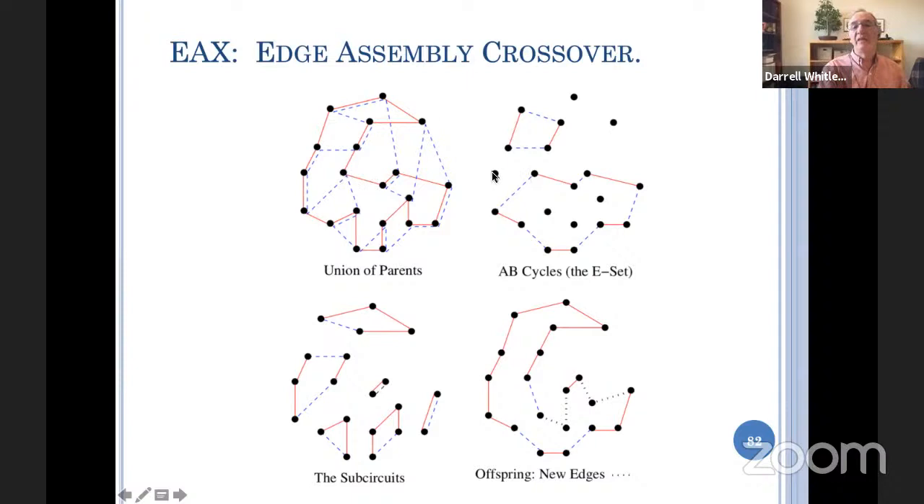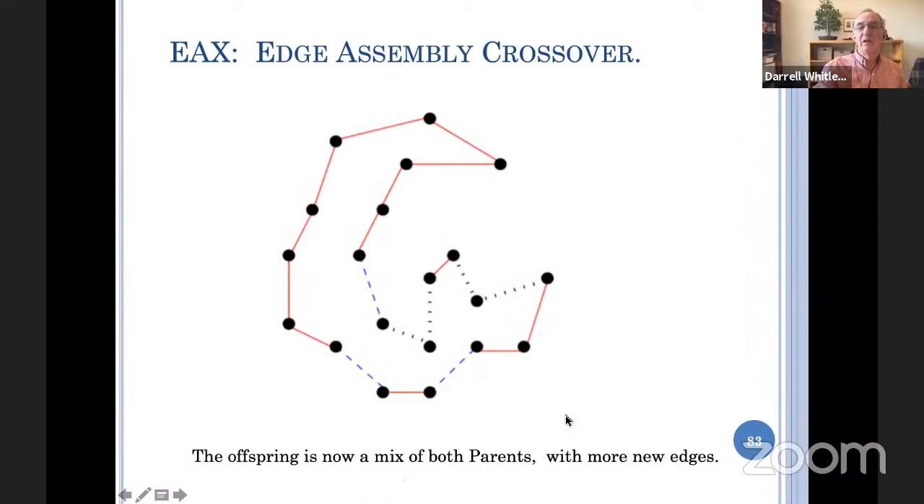Then I can take these AB cycles, for example, this one, which has only four edges, I can put it here and I can use it to cut one of the parents. In this case, I took parent one and I cut up parent one using these AB cycles to make cuts. Then I simply merge these subcircuits back together in a greedy fashion and I generate the offspring. Now, the thing that is significant about this is that EAX doesn't inherit all the edges. It inherits some of the red edges from parent one, it inherits some of the blue edges from parent two, but in the merger process, it can also inherit other edges, and these are chosen in a greedy fashion to be short. So it does have a mechanism for adding new edges.